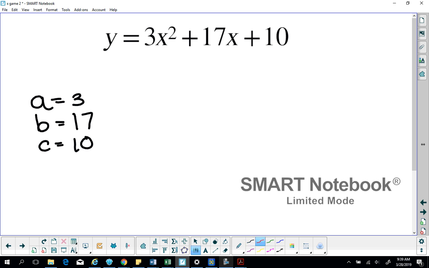Then Jaslyn, what do I do next? The x game. So B at the bottom, so my 17 is at the bottom. Now we can see A is not 1 anymore. What's 3 times 10? 30. So what multiplies to 30 and adds to 17?